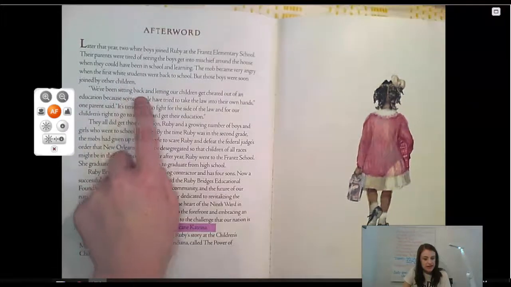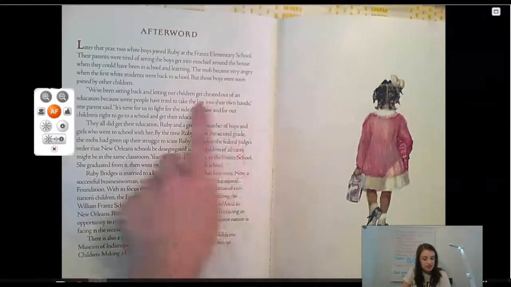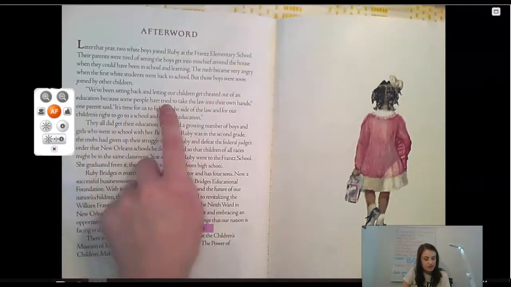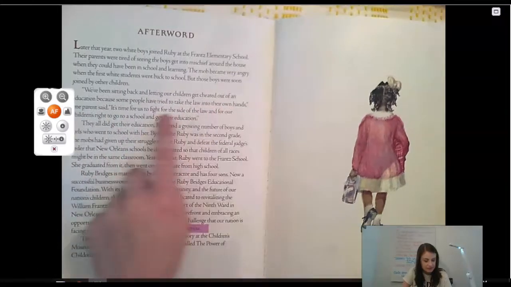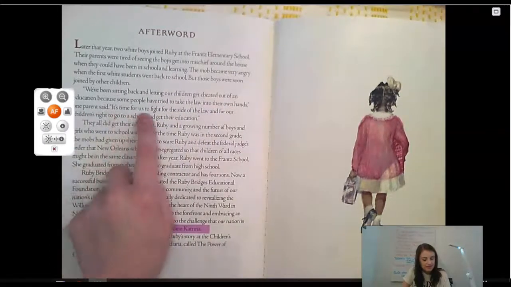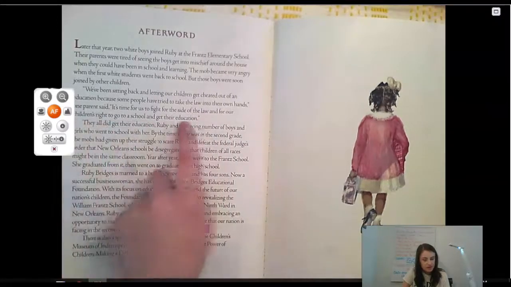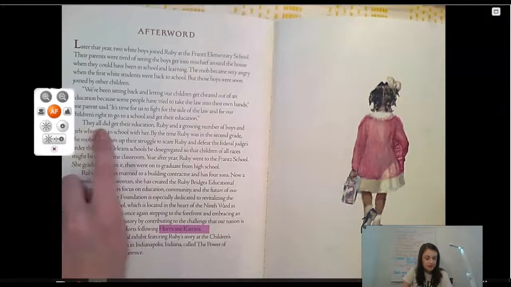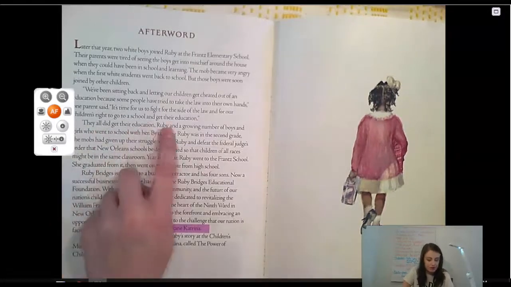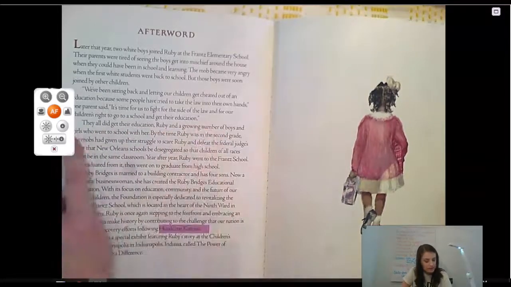"We've been sitting back and letting our children get cheated out of an education because some people have tried to take the law into their own hands," one parent said. "It's time for us to fight for the side of the law and for our children's right to go to a school and get their education." They all did get their education, Ruby and a growing number of boys and girls who went to school with her.